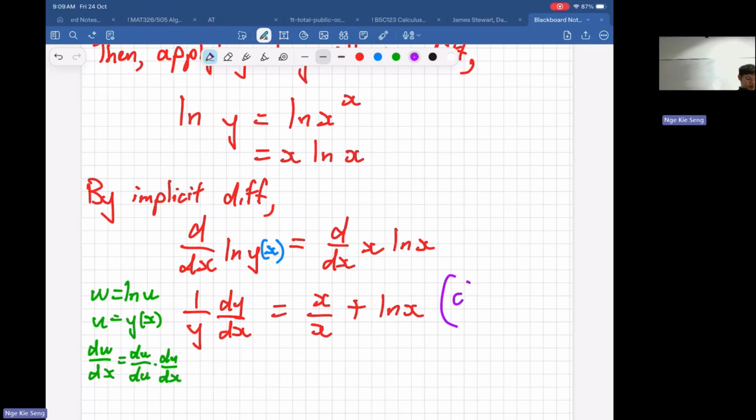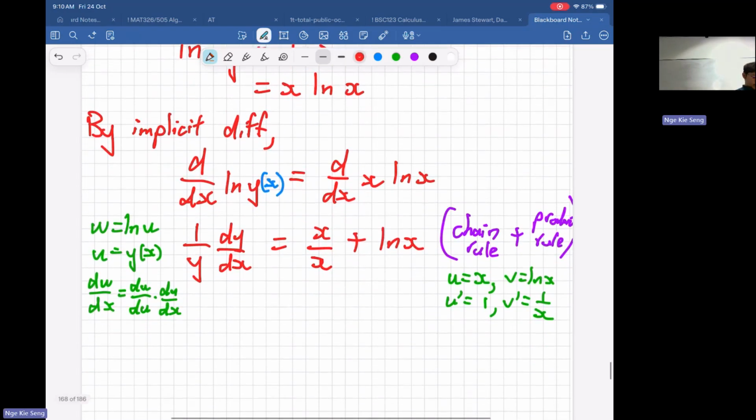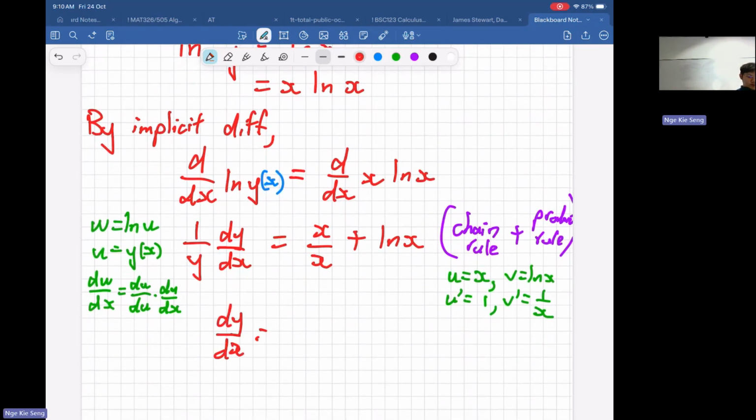So here I'll say it's a chain rule plus a product rule. Okay, so the product rule that we use here was u equals x and v equals ln x. And then you check what u prime is, and then you check what v prime is. All right, so dy/dx is just y times (1 plus ln x), but y we know is x to the x. Then multiply by 1 plus ln x.